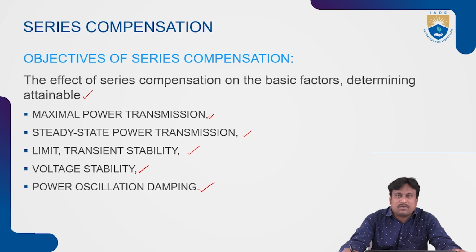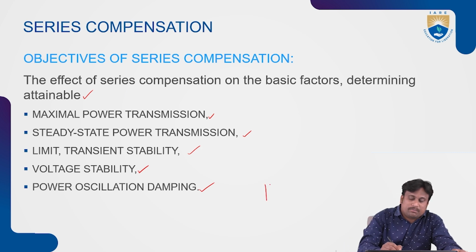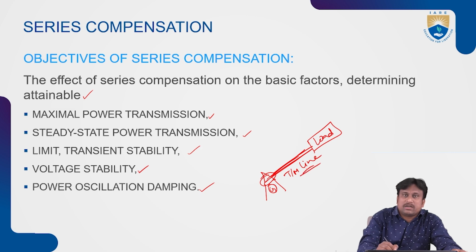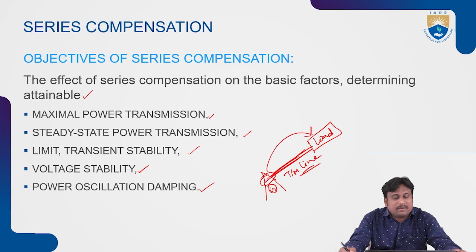Maximal power transmission means achieving maximum power. For example, this is the power generating station. To reach the power to the load end, we connect the transmission network or transmission line. This transmission line transmits the power to the load with suitable parameters. That means maximum power is going to be transmitted through a specific case.